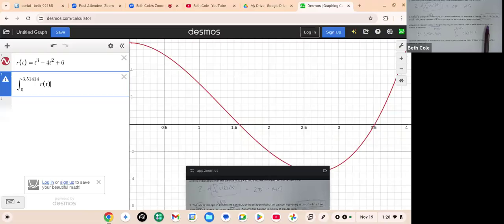And then R of t dt. Cool. It actually worked. 1.348 what? Kilometers. Go ahead. So my question is, you're saying we need to put it in decimals. So when they're grading it, how specific do they... You have to be accurate to 3 decimal points for your final answer.